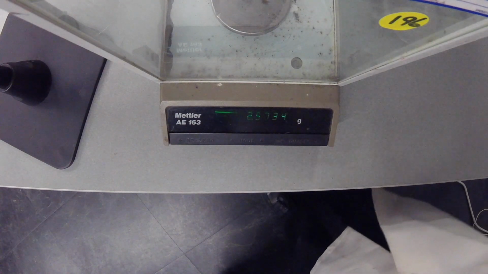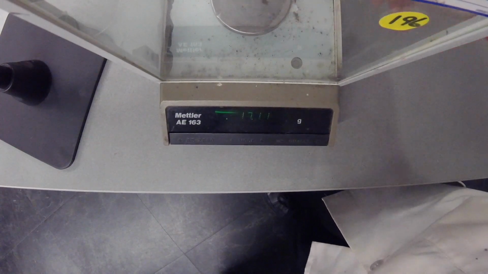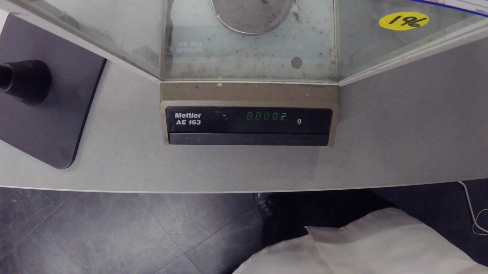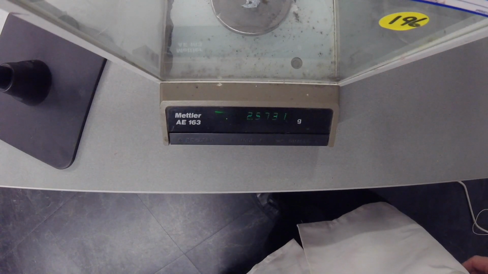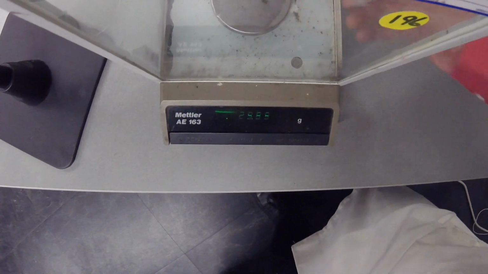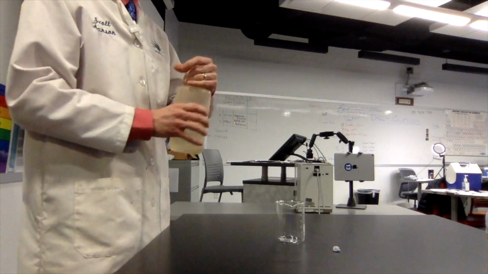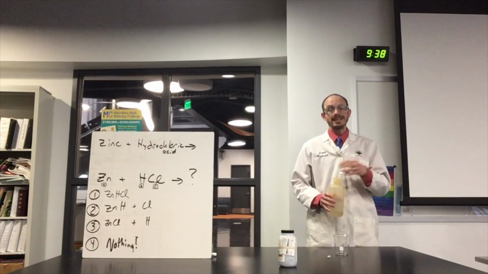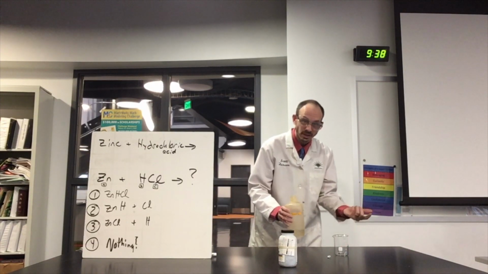But we are going to start with 2.5733 grams of zinc. Let's do that one more time. 2.5733 grams of zinc. And then we need to put 50 mils of hydrochloric acid in here. It doesn't matter as long as it's about 50. That's why we're just going to measure it in the beaker.